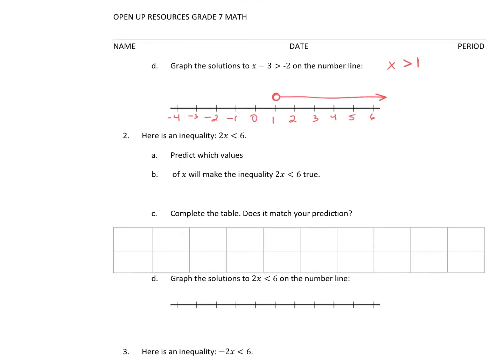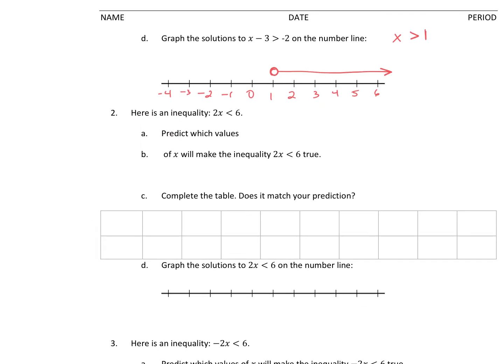Question 2 gives you a new inequality. And I know that the table did not provide you with the filled out parts. So I'm going to show you what those filled out parts should be. So here we should have an x. And then -4, -3, -2, -1, 0, 1, 2, 3, 4. And then over here, we should have 2x.